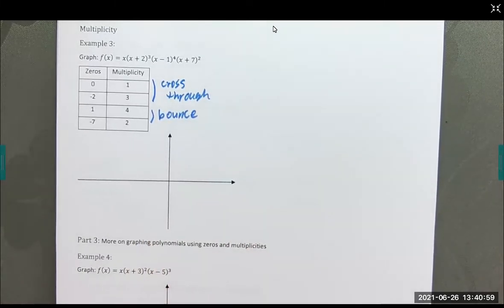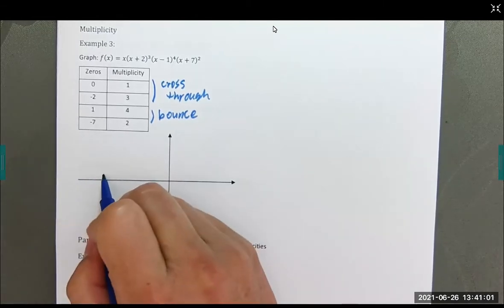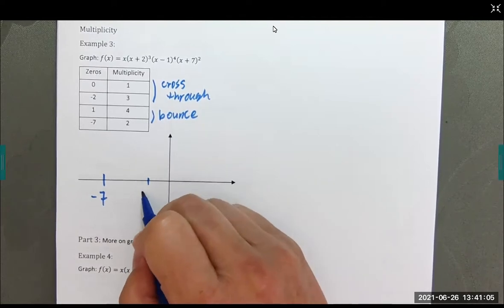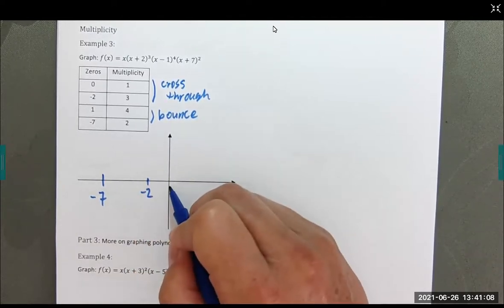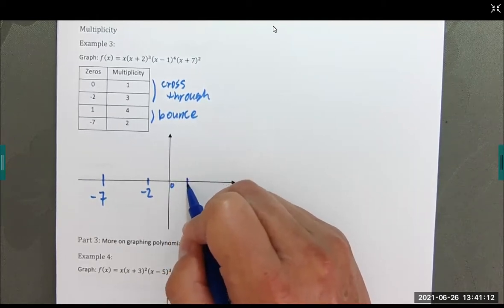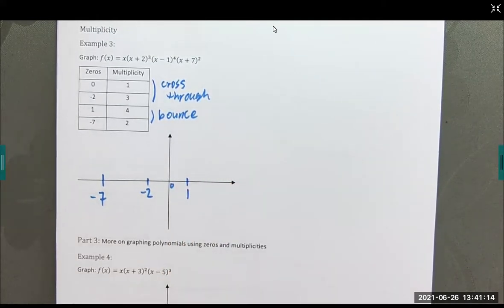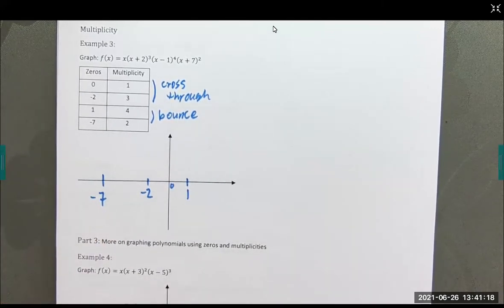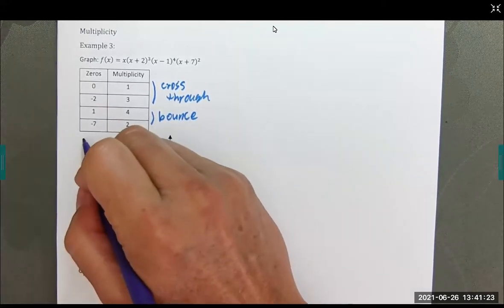Let me show you what I mean by that. So let's put down our zeros. -2, 0, and 1. So for this first one, the -7, it has an even exponent. So the graph is going to do this. It's going to come down and literally bounce off of it. So it's going to come down.